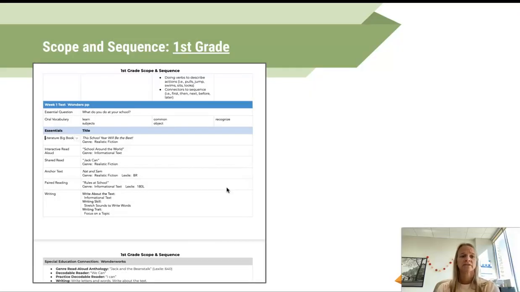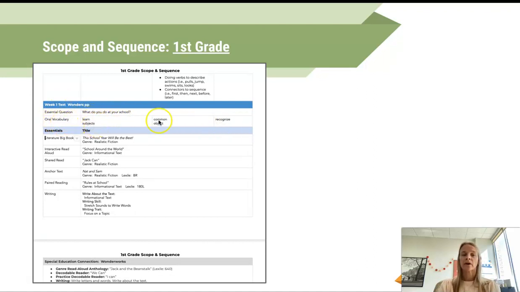You also have on your scope and sequence where you're looking at your text set. You have your week 1 text set. So for example here for my week 1, I have my essential question: What do you do at your school? And then you have your oral vocabulary.